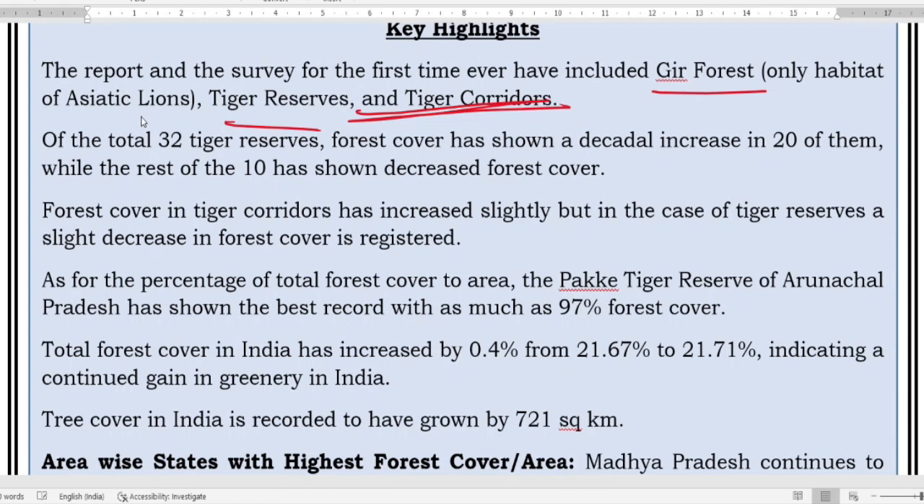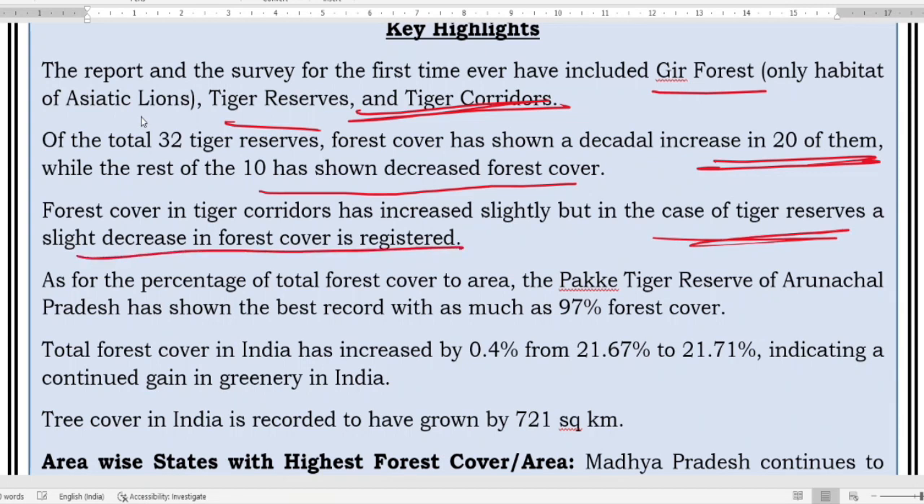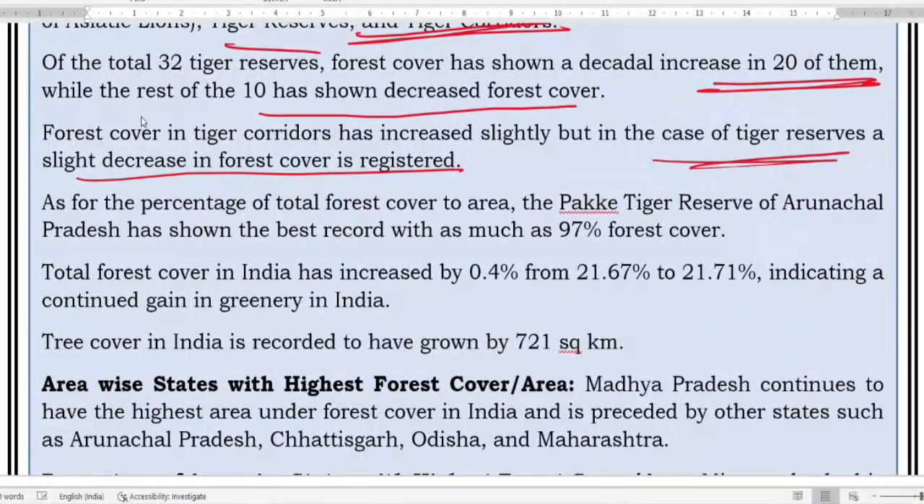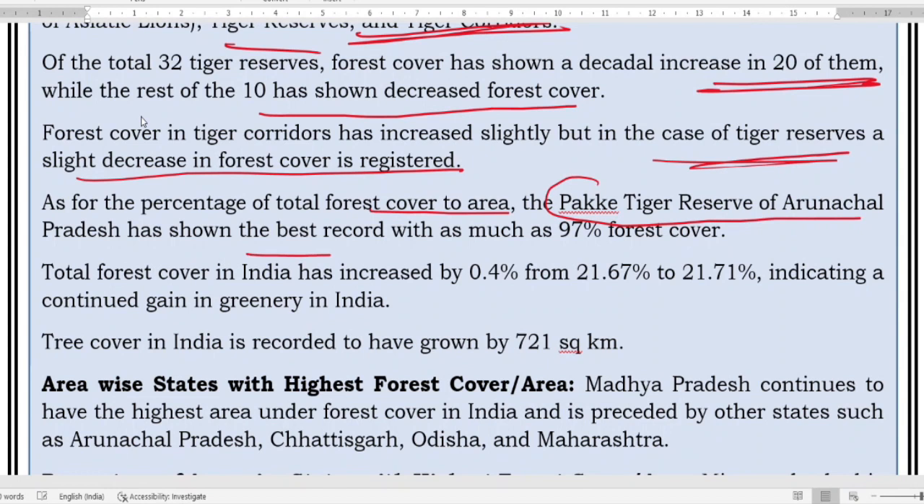See, every line is important. Out of the 32 tigers, forest cover has shown a decadal increase in 20 of them, while the rest of the 10 have shown a decadal decrease of forest cover. Forest cover in tiger corridors has increased slightly, but in the case of tiger reserves, a slight decrease in forest cover is registered. As for the percentage of total forest cover to area, the Pakke Tiger Reserve of Arunachal Pradesh has shown the best record with as much as 97% forest cover.